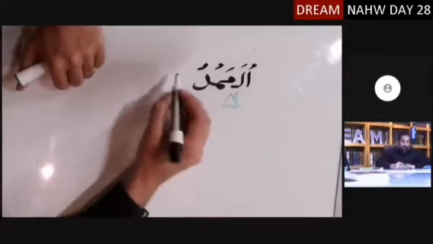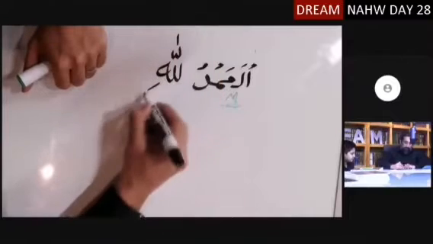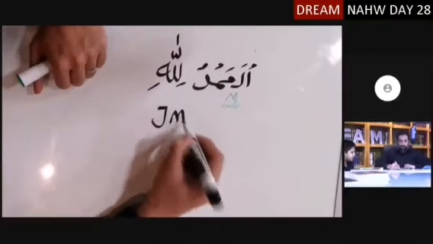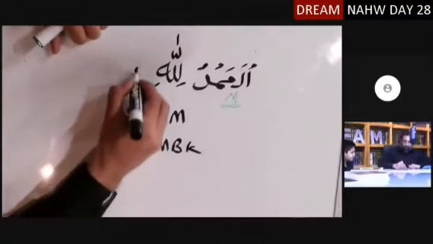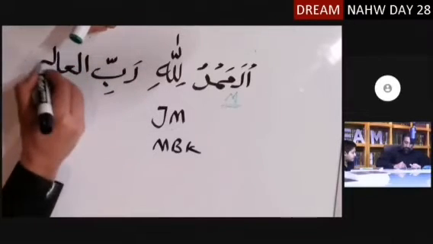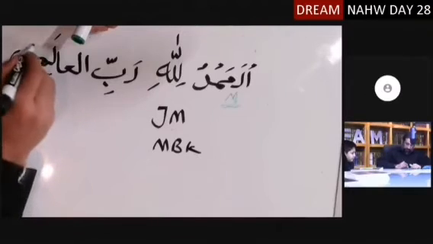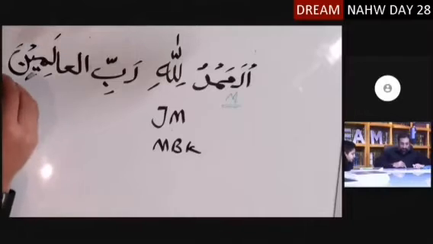So now I see lillahi. Jar majrur. So that could be a muta'alliq bil khabar. That means it's MBK, right? Now we see Rabbil Alameena. Sorry. Rabbil Alameena is a mudaf ilayhi.